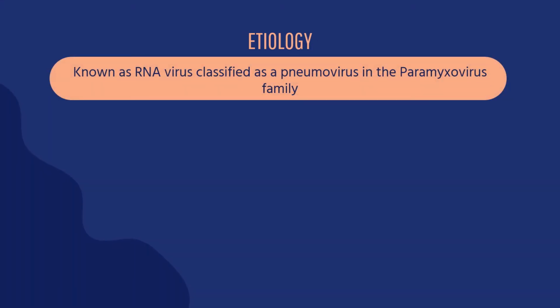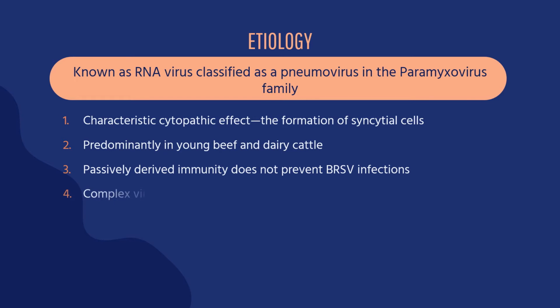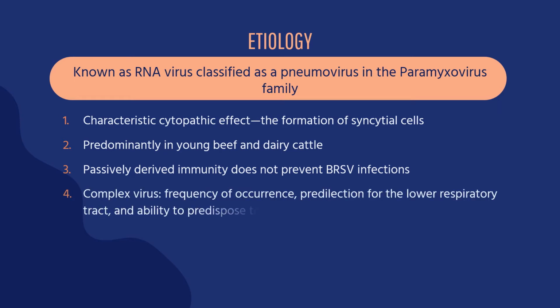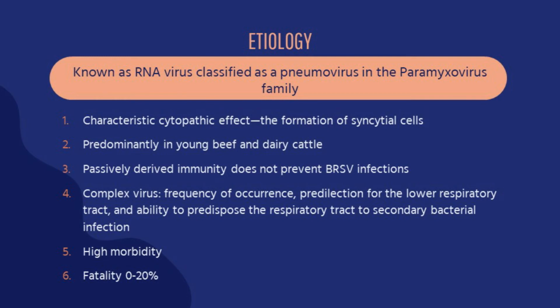Etiologically, the virus is known for its characteristic cytopathic effect, which is the formation of syncytial cells. BRSV infection associated with respiratory disease occurs predominantly in young beef and dairy cattle. BRSV can be considered a primary BRD pathogen and is also a component of the bovine respiratory disease complex. Passively derived immunity does not appear to prevent BRSV infection, but reduces the severity of the disease.